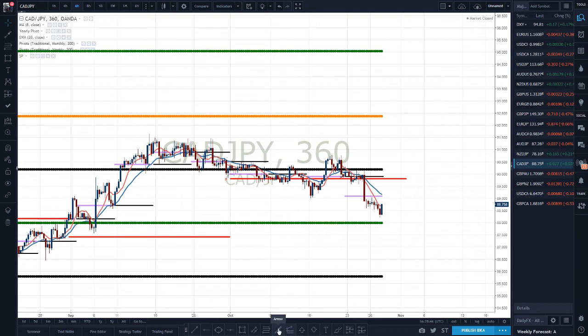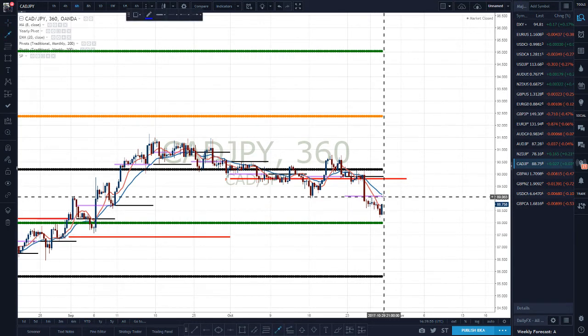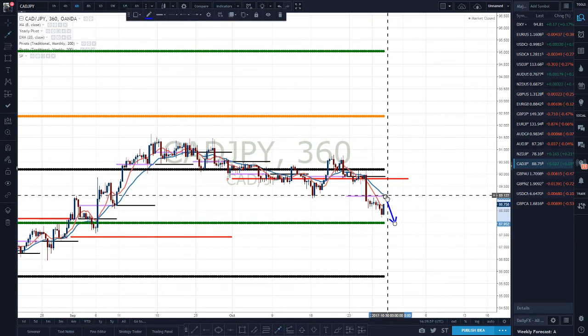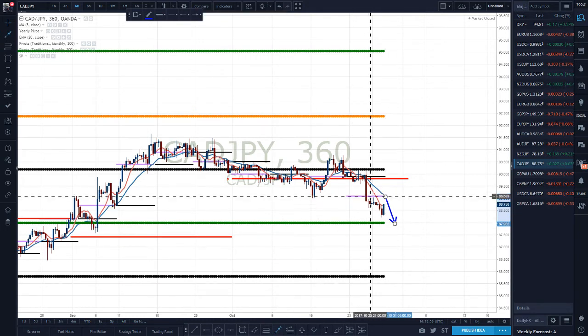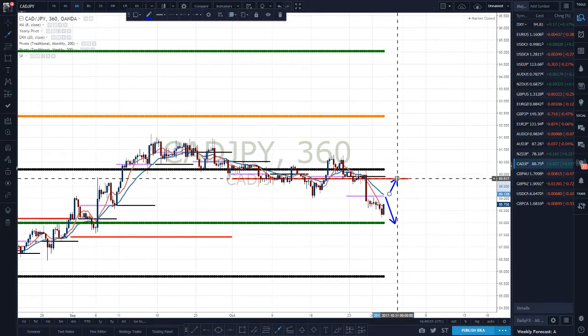Alright, Canadian dollar and the yen. Price is currently pulling back to the new weekly pivot. Look for this area to hold and then head lower. If it stabilizes above, look for price to head up towards the monthly pivot.